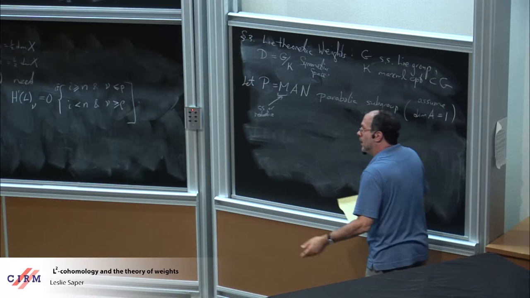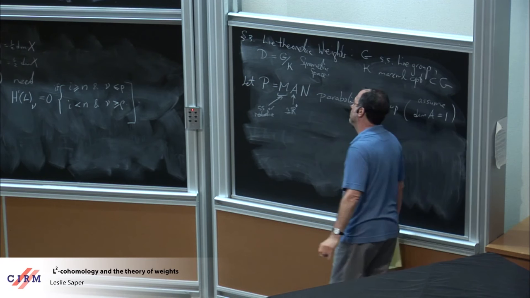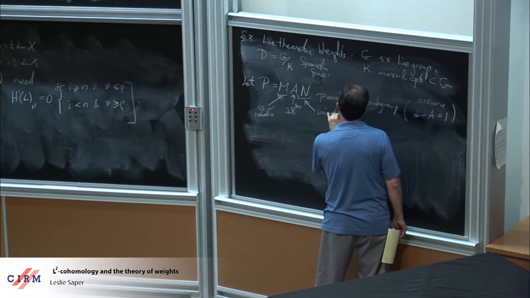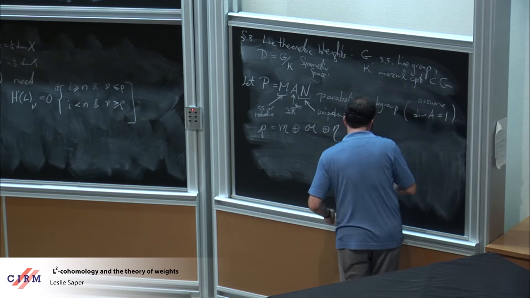This A is going to be a one-dimensional split torus, so it's isomorphic to R star, or rather, it's the connected component of it, so R greater than 0. And this N is going to be unipotent. And we've got the Lie algebra of this, P is equal to M A N. And so let's give an example. Oh, I have to do it by hand. Okay.